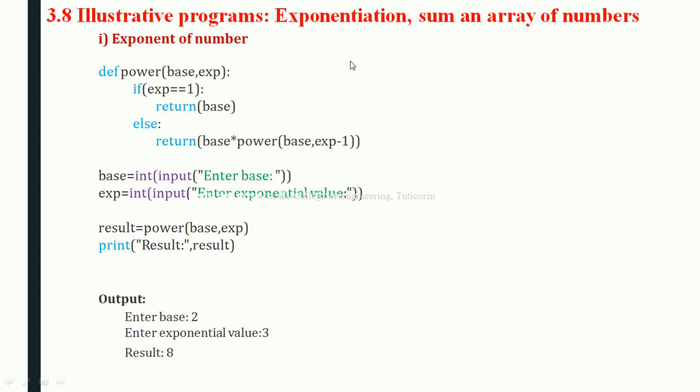It is the simplest way to find the exponentiation of a number, that is x to the power y in Python, is the use of the multiplication operator. So 2 to the power 3 is 2 into 2 into 2, that is equal to 8.